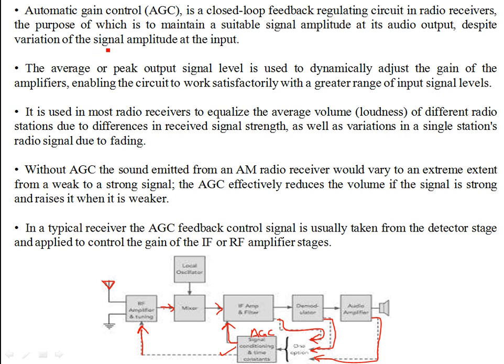So actually this AGC is a closed loop feedback regulating circuit in radio receivers, the purpose of which is to maintain a suitable signal amplitude at its audio output. Okay, so this is its audio output over here.